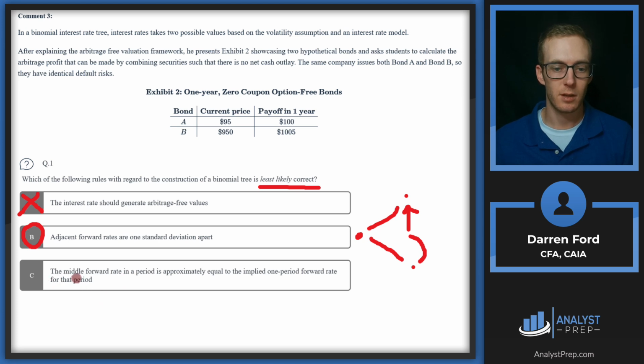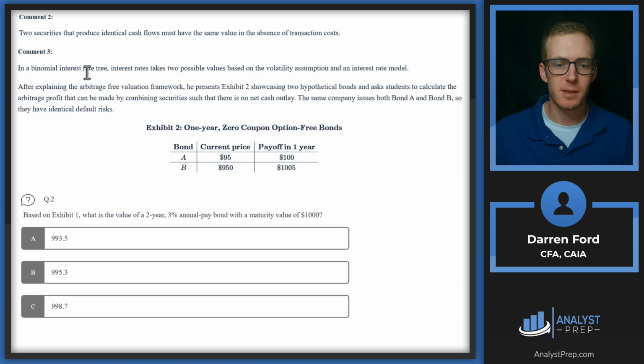Let's just take a look at C though. The middle forward rate in a period is approximately equal to the implied 1 period forward rate for that period. That's also going to be an accurate rule or assumption for binomial trees. So we'll stick with answer B. Question 2. Based on Exhibit 1, what is the value of a 2-year 3% annual pay bond with a maturity value of $1,000?